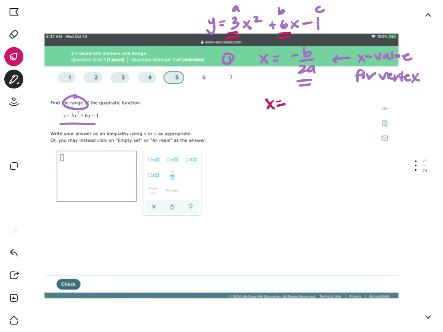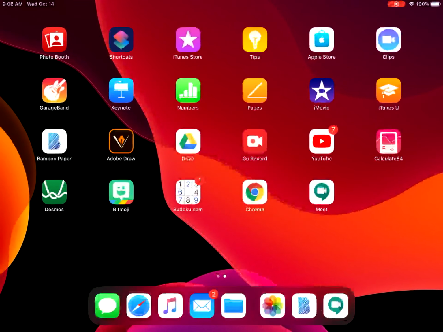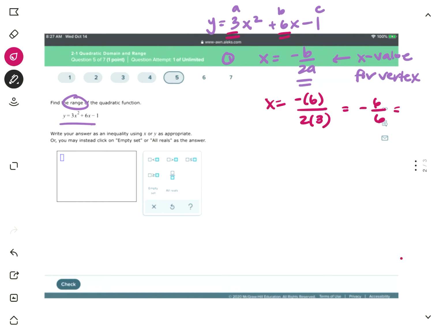So we're going to say x is equal to negative b is 6, right? So I'm going to put in parentheses 6 over 2 times a is 3. We're going to simplify it. So we have a negative sign 6 divided by 2 times 3 is 6, which is equal to negative 1. So we know our x is negative 1. We finished our first step.